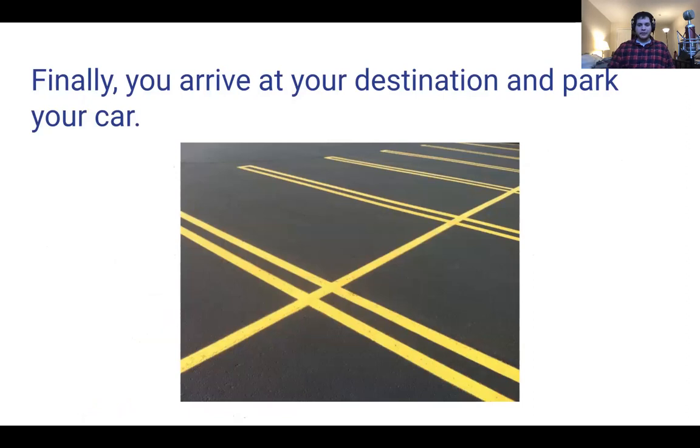Finally, you arrive at your destination and you park your car, you turn it off, you take the keys out, and you go and do what you need to do. Notice that these parking spaces in particular have double lines. I specifically chose those for a reason. When we get to level 2, I'm going to ask you about that. So remember, double lines.